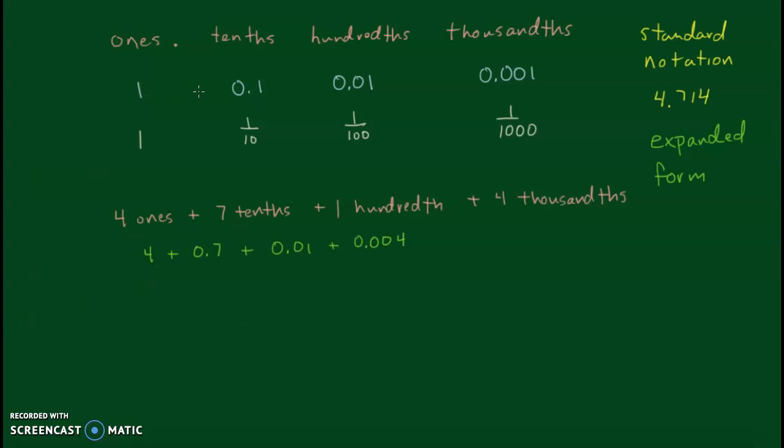Now, if we look at this column with the decimals, we can make this a multiplication. We can use multiplication to show place values. So there's 4 in the ones place, so that'd be 4 times 1 plus 7 times 1 tenth plus 1 times 1 hundredth plus 4 times 1 thousandth.